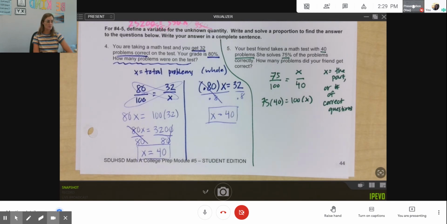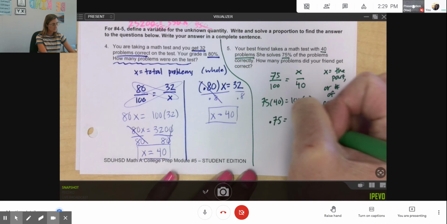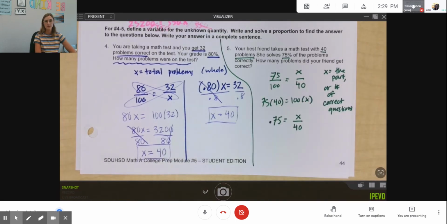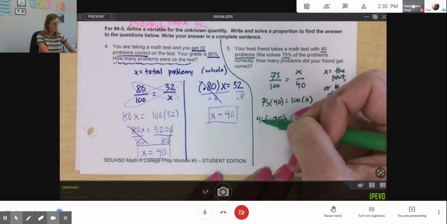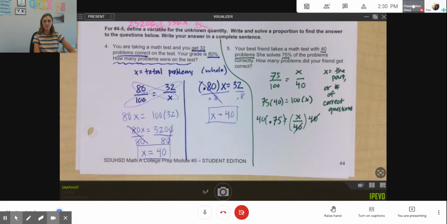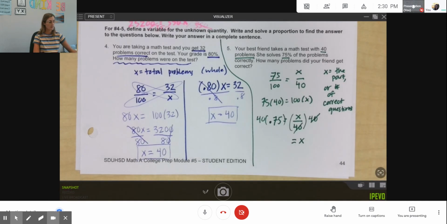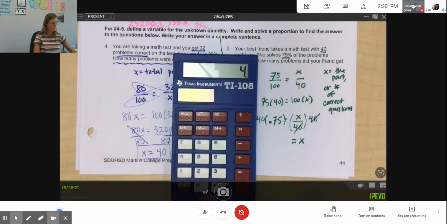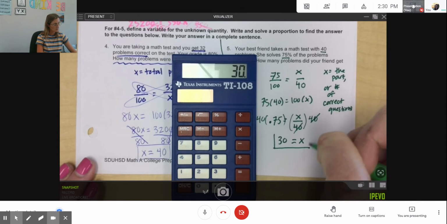The other way you could do this is say, okay, I know that 75 divided by 100 is equal to 0.75. The right side didn't change at all, but now in order to isolate x, I'm going to multiply both sides times 40 because I know that 40 divided by 40 will cancel out, so I can get x by itself. Now I can take my calculator and say, okay, 40 times 0.75 equals 30 questions.